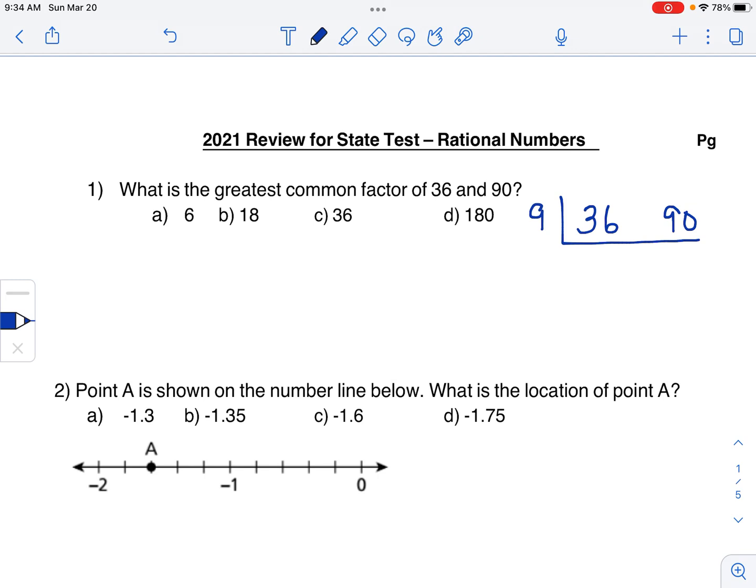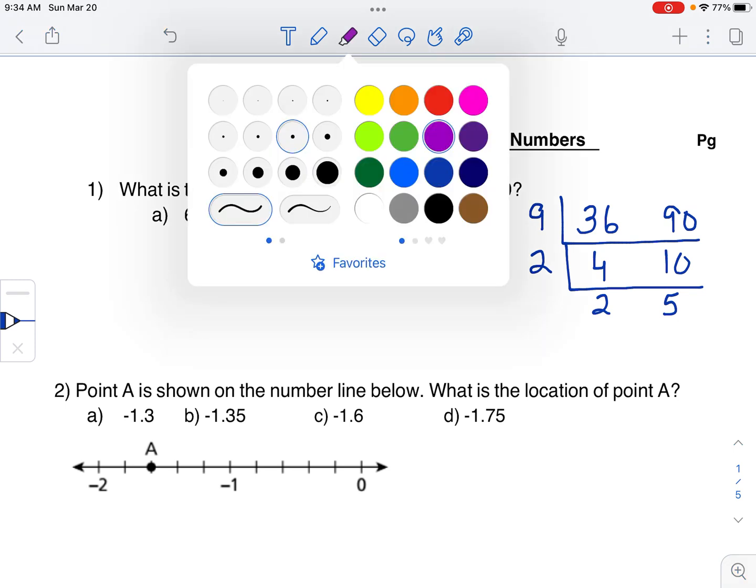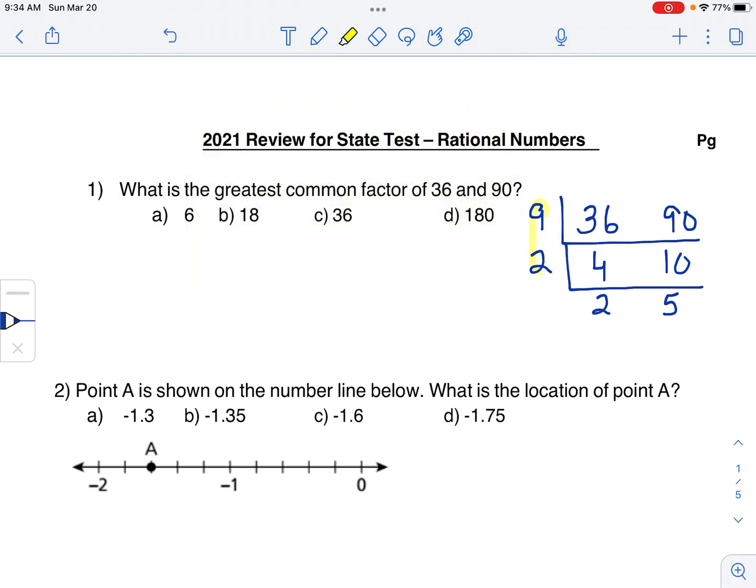Okay, so 36 divided by 9 is 4. 90 divided by 9 is 10. From here, both of these numbers, 4 and 10, are divisible by 2. So we're going to add another rung to the ladder. 4 divided by 2 is 2, and 10 divided by 2 is 5. 2 and 5 have no other common factor besides 1, so we can stop here, and our GCF is the product of our outside numbers here, the 9 times 2, which is 18. So our GCF is 18.